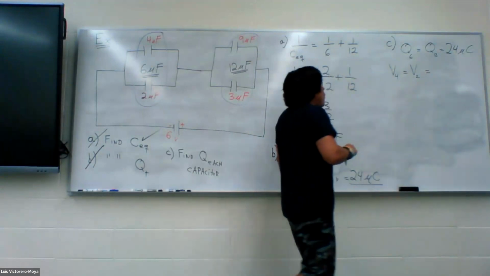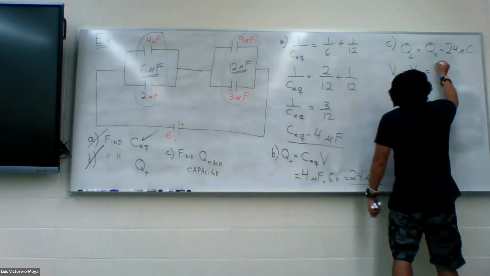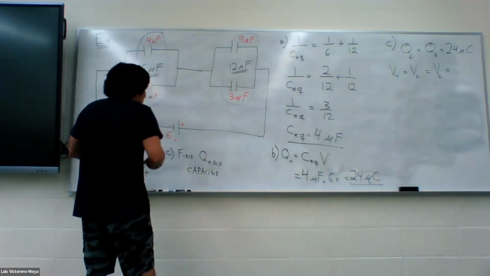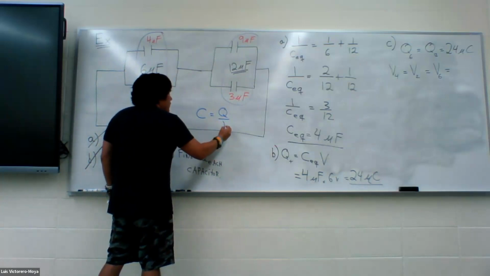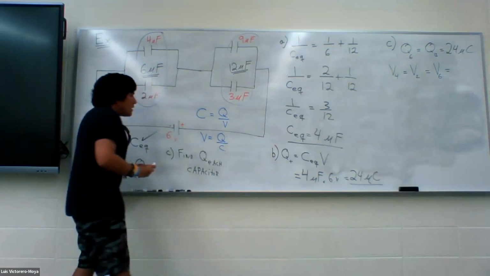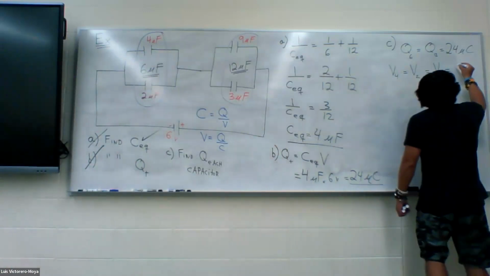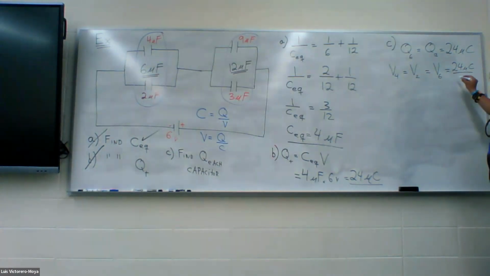And what's the voltage on 4 and on 2? It is the voltage on 6. And what's the voltage on 6? Well, we need to remember our equation, right? So you may want to have this always. C equals Q divided by V. Now, since I want voltage, voltage is equal to Q divided by C. So Q is 24 microcoulombs, and C is 6 microfarads. 24 divided by 6, 4 volts.